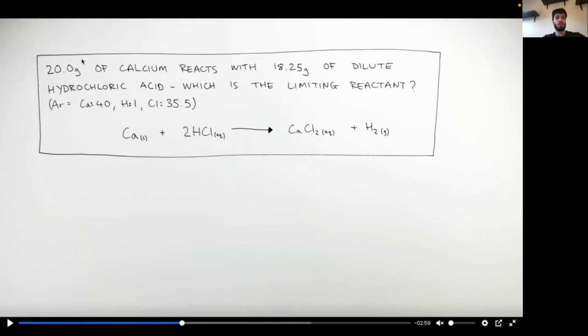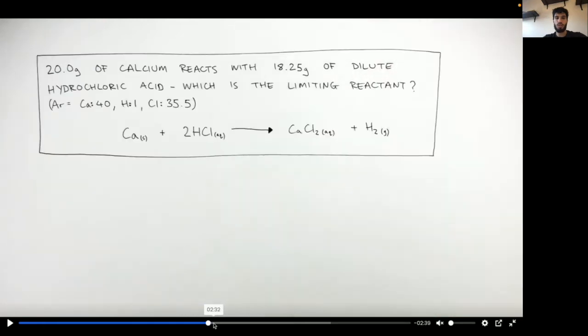Let's now focus on this question. 20 grams of calcium reacts with 18.25 grams of dilute hydrochloric acid. Which is the limiting reactant? Worst case scenario, guess. I don't think you'll get any marks for that because your answer needs to be dependent on correct calculations. But look, this is what we do, okay?